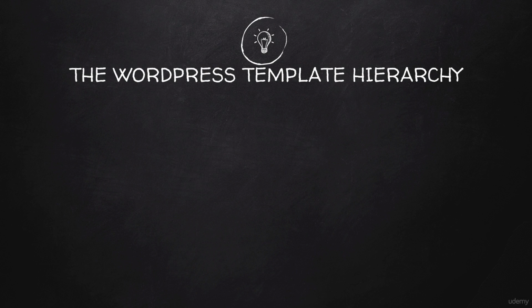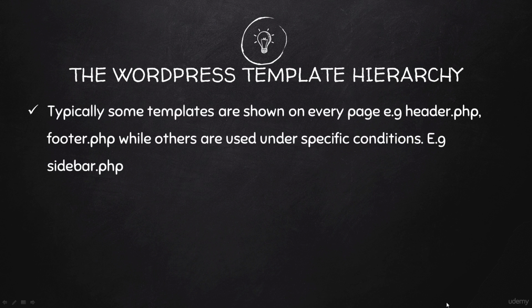Okay, now it's time to talk about something very, very important, which is something I have also alluded to in previous videos, which is the WordPress template hierarchy. The WordPress template hierarchy is how WordPress decides what template files to use to display content on a particular page. And the very first thing we need to keep in mind is that certain templates will be shown on every page. Examples are the header.php and footer.php. You can't have a web page without a header or a footer, so pretty much every web page on your WordPress website will have the header.php and footer.php template files being called into action.